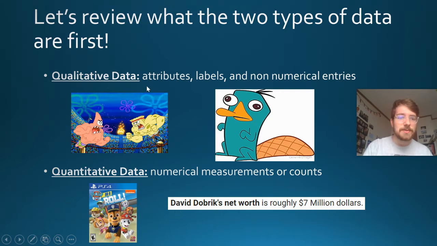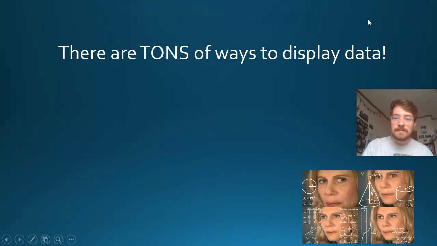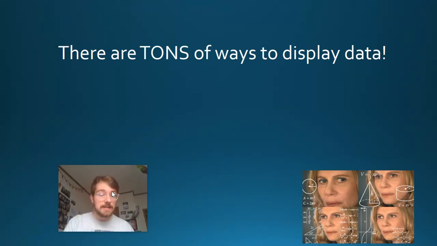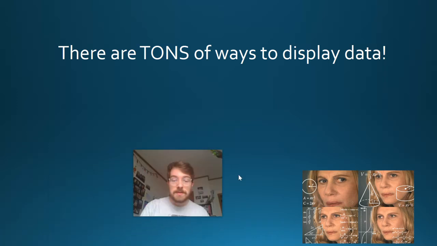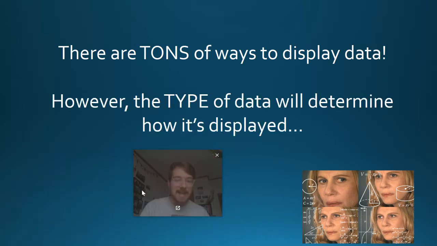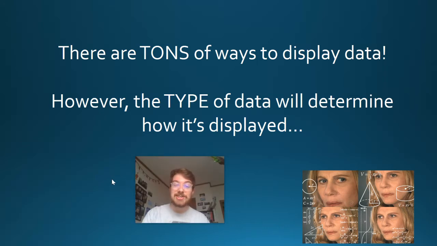So these are our two types that we deal with: qualitative, quantitative. Now there are tons of ways that we can display data, and that's what this is going to be all about. Even though there's lots of different ways, the type of data that you've got is going to determine how it's displayed. So whether you've got a ton of numbers or a ton of labels, there's certain graphs that go with those more appropriately than others.